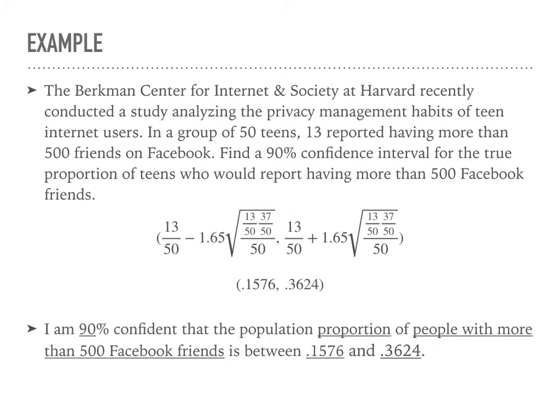But our final sentence would be, I am 90% confident that the population proportion of people with more than 500 friends on Facebook is between 0.1576 and 0.3624.